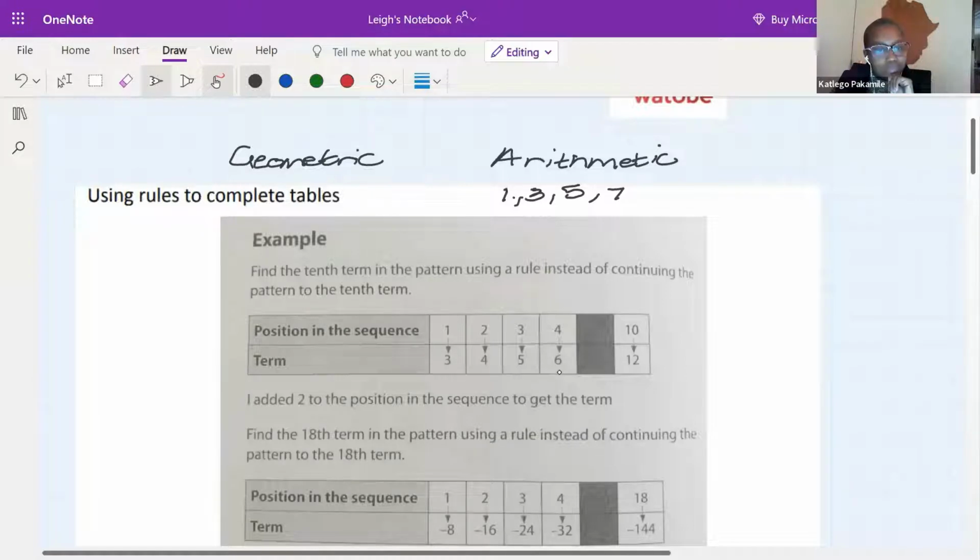Ma'am, I think it's a geometric pattern. Are you sure? No. Oh, it's an arithmetic pattern. Arithmetic, right? Because arithmetic, remember, has the same difference. Do you guys remember now? Yes, ma'am. To go from 1 to 3, how much did we add? We added 2. From 3 to 5, we added 2. From 5 to 7, we added 2. So we keep adding the same number. That's how you know you have an arithmetic pattern.